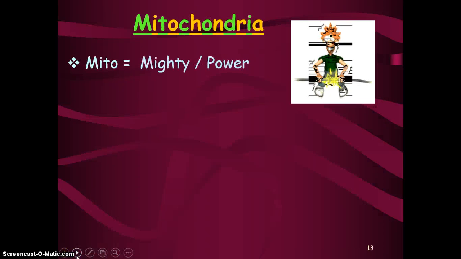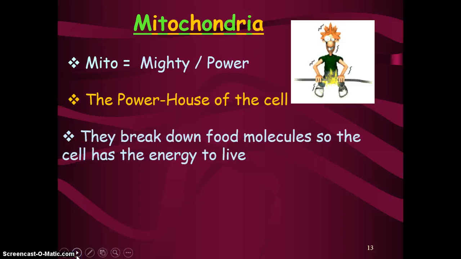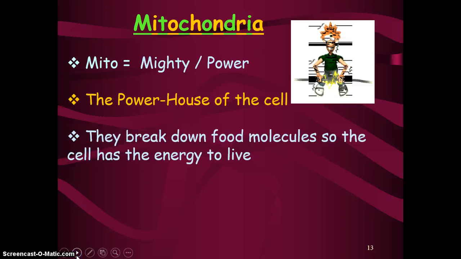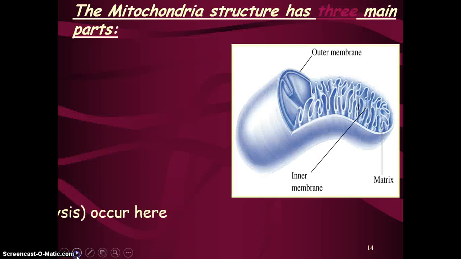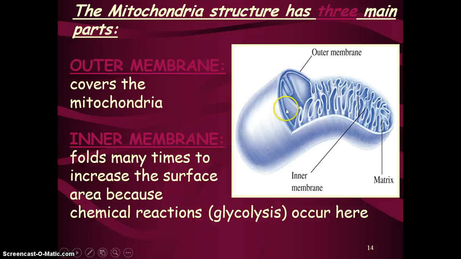The mighty mitochondria. Mighty mitochondria are the powerhouses of the cell, and their whole job is to break down the energy that we eat when we take in foods, break those molecules down so that the cell has energy to live. It has 3 main parts: an outer membrane and an inner membrane, and this is called the matrix, which is the liquid inside of it, and these folds are called the cristae. Glycolysis occurs in the inner membrane.